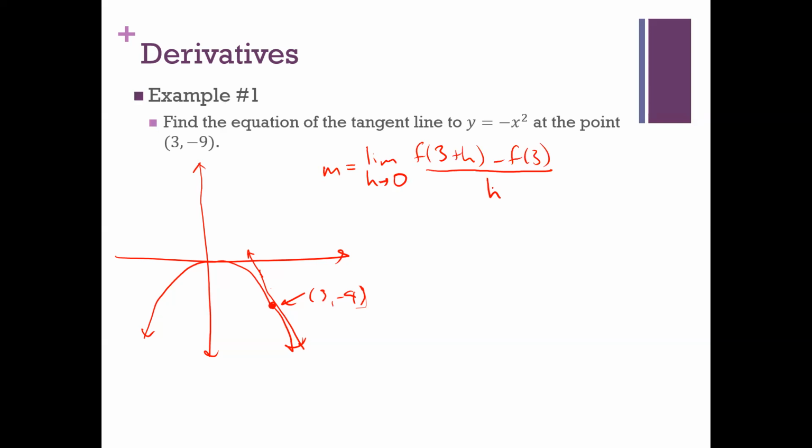So I'm taking a derivative at a point. The point I care about in particular has an x value of 3. All right, so let's go a little further. What is f of 3 plus h based on this current situation? Maybe we should ask this, what is f of x? Negative x squared.